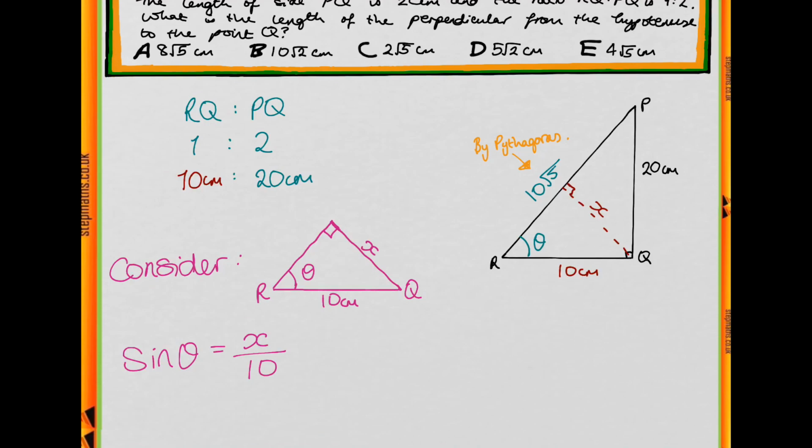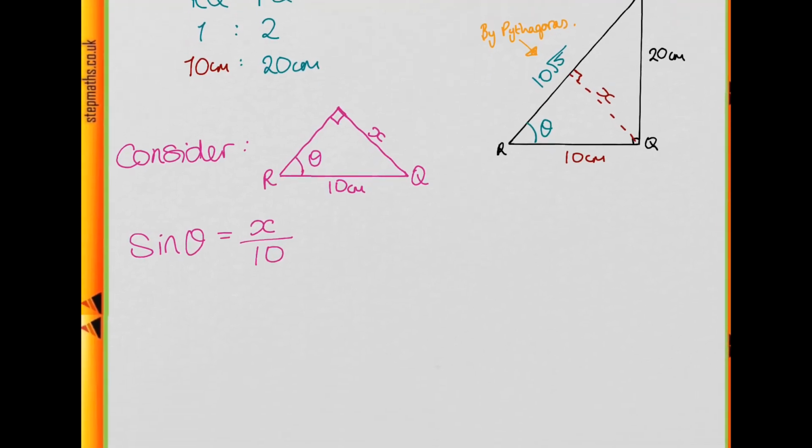So you should find that for this pink triangle here, we can just use a simple trigonometric identity. So we've just got that sine theta here is equal to the opposite side, x, divided by the hypotenuse, 10. So sine theta equals x over 10, which is nice and simple.